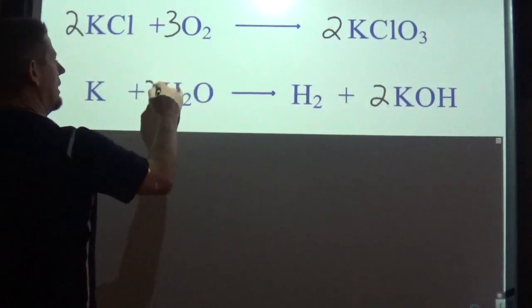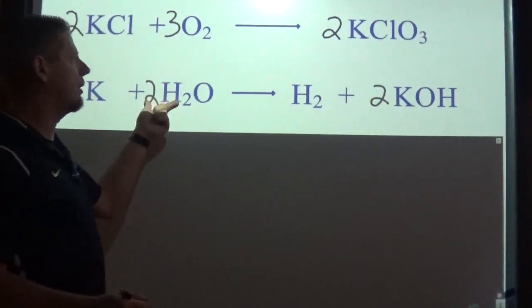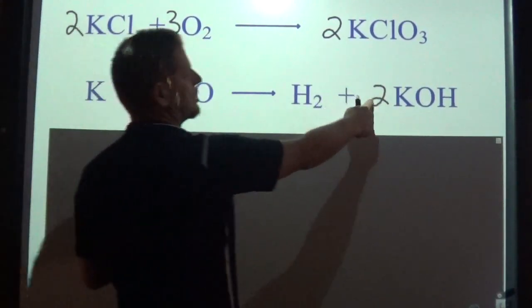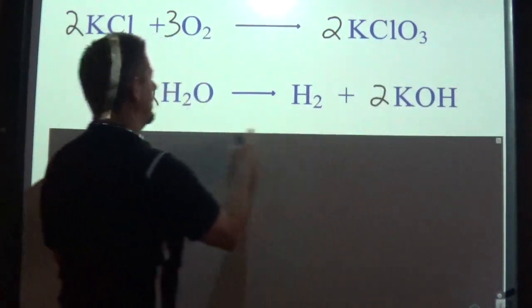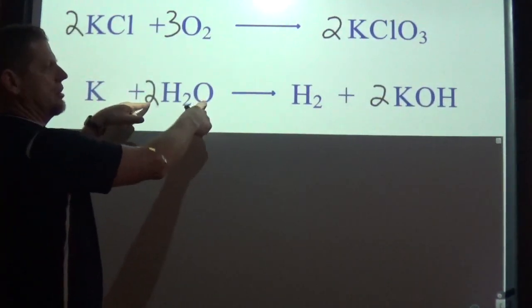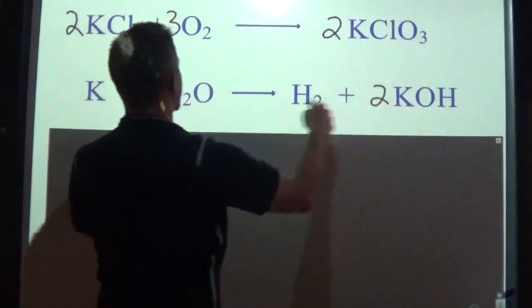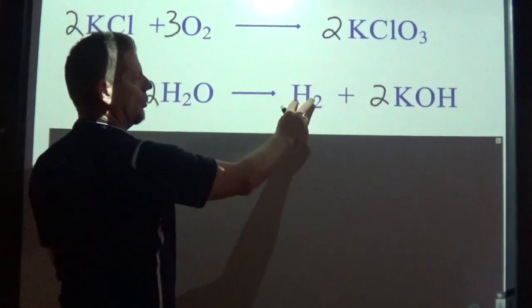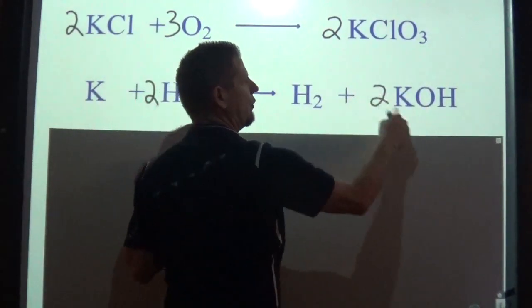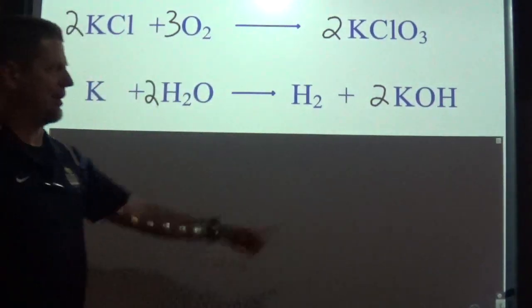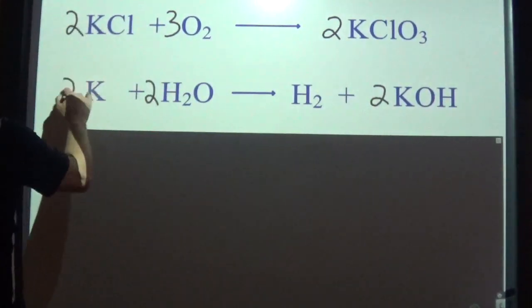What happens if I multiply this by 2? Well, that gives me 4 hydrogens. Notice that this 2 also modified the oxygen. So this 2 modifies that oxygen. We have 2 oxygens, 4 hydrogens, 1, 2, 3, 4 hydrogens, so that's good. And now we have 2 Ks, so I need 2 Ks.